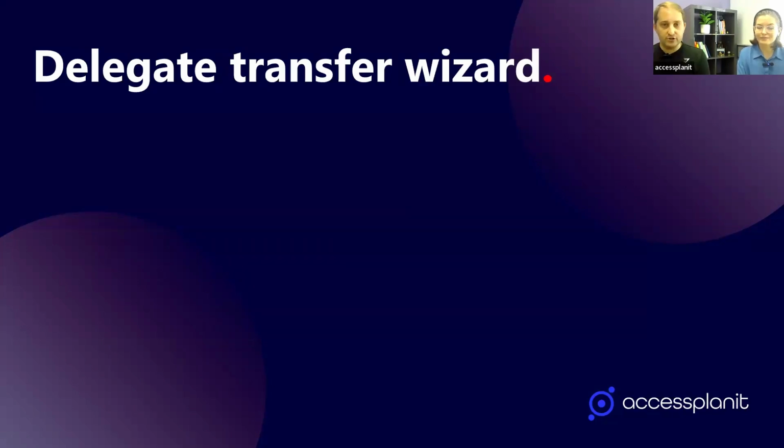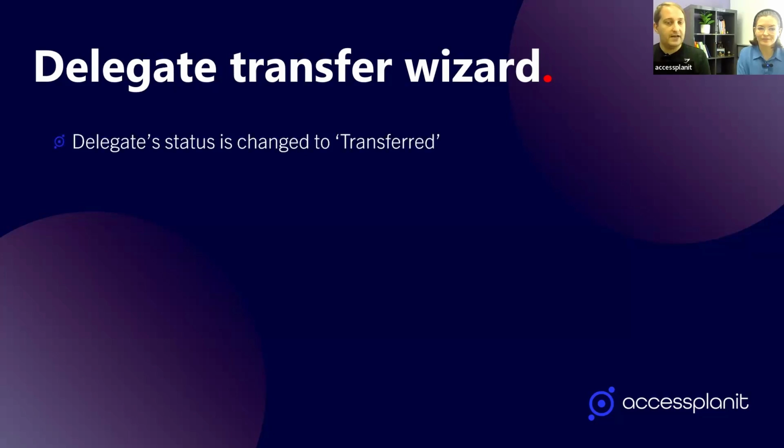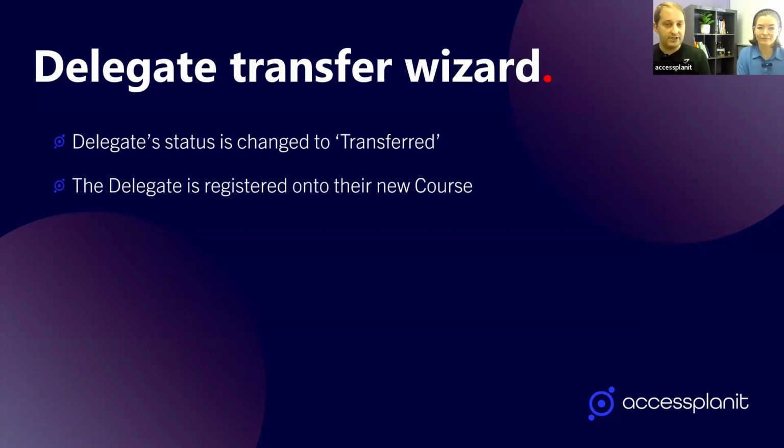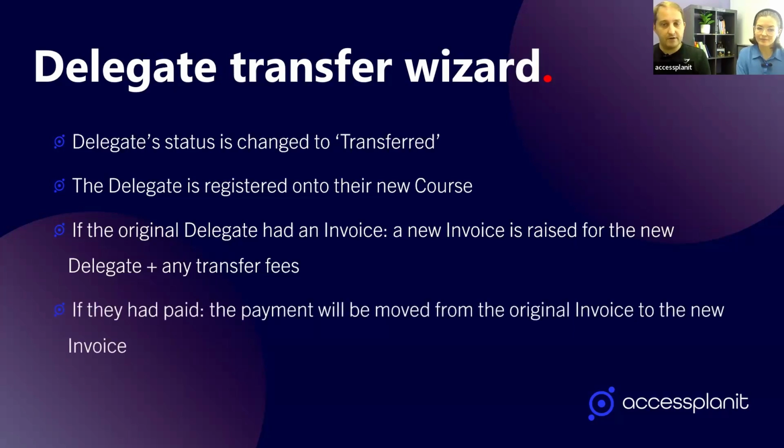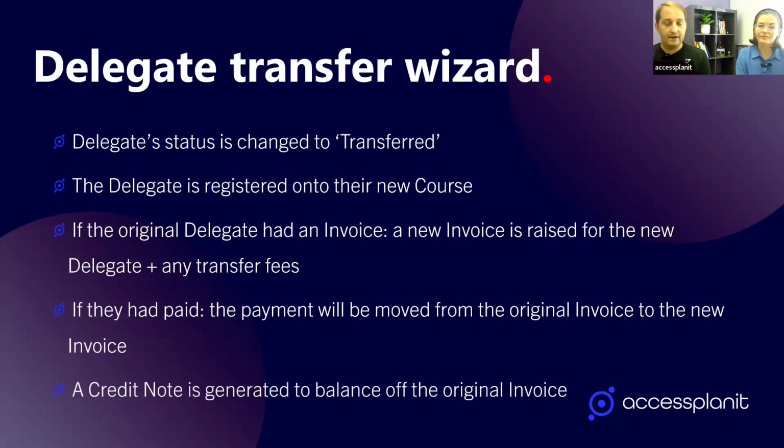So to sum up, when you use the transfer wizard, the delegate status is changed to transferred. They are registered onto their new course. A new invoice will be raised if the original delegate had an invoice, and this will include any transfer fees that you apply. If the delegate was paid, the original payment for the delegate is transferred to the new invoice. And finally, a credit note is generated to balance off the original invoice if they had one. Thanks, Jack.